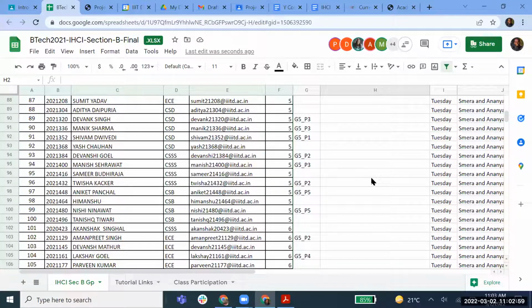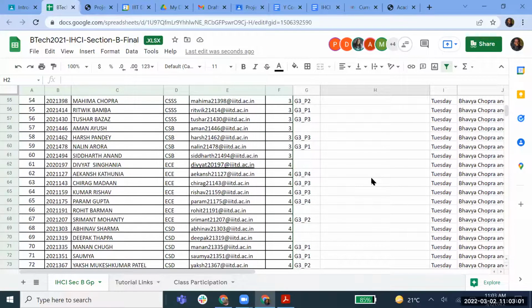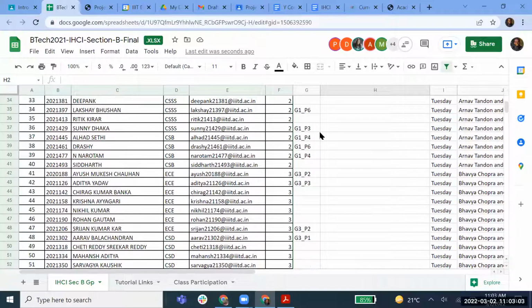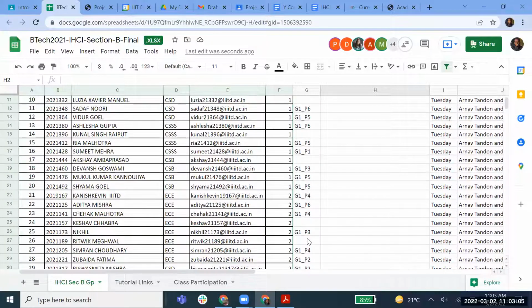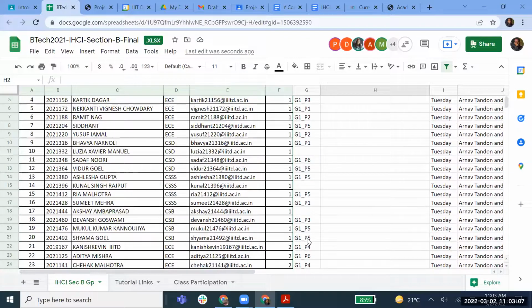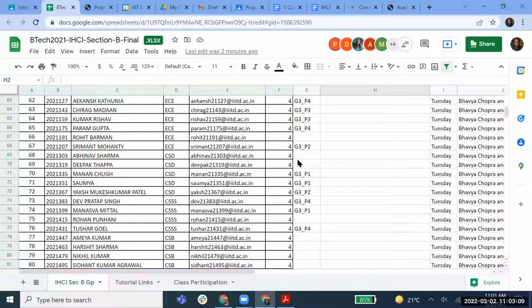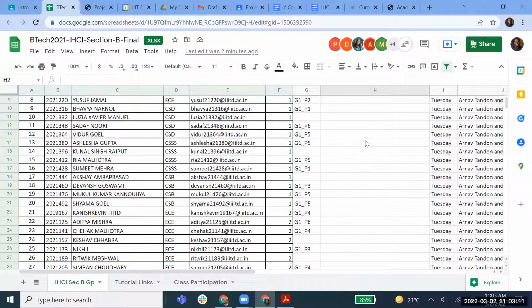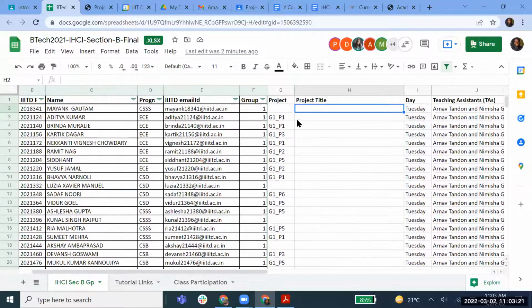Is that fine? So there are two tasks here. Adhika will inform all the TAs to write down the project number for all the students, and the students, since they already know their group, please write down the project title. Only one member of the project needs to write the title, because there's no point repeating the same for everyone. For example, for G1 P1, only one member of G1 P1 can write that title. That's it.